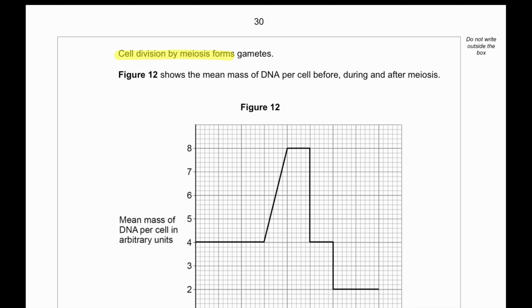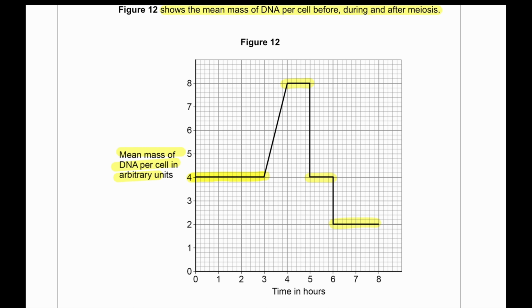Cell division by meiosis forms gametes. Figure 12 shows the mean mass of DNA per cell before, during, and after meiosis. So the mass of DNA per cell in arbitrary units is 4, then it doubles to 8, goes down to 4 again, then halves to 2. So we can say this particular increase is before the cell goes into meiosis 1. This stage is meiosis 1, and the second one is meiosis 2.